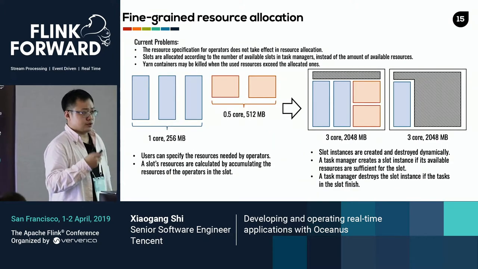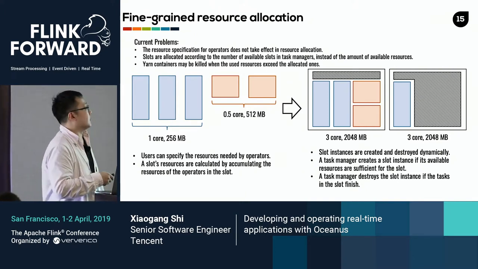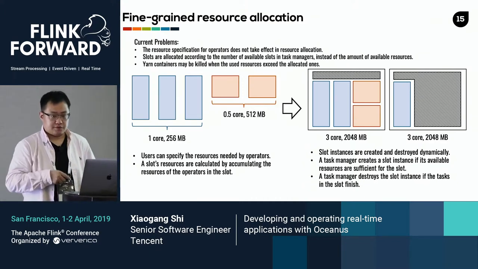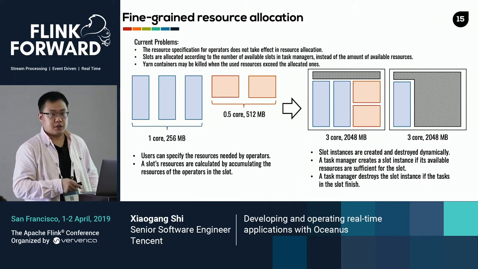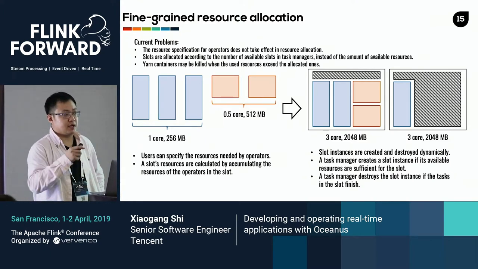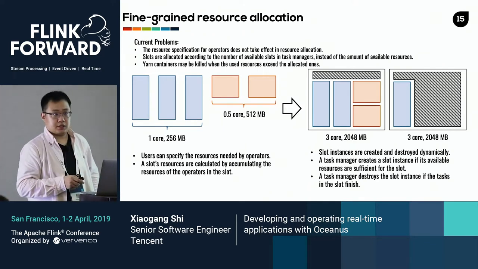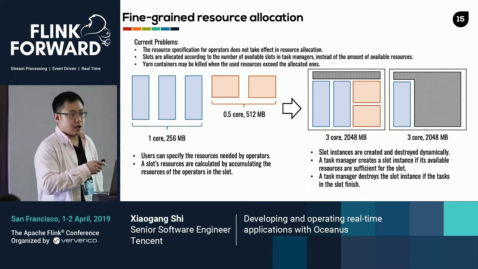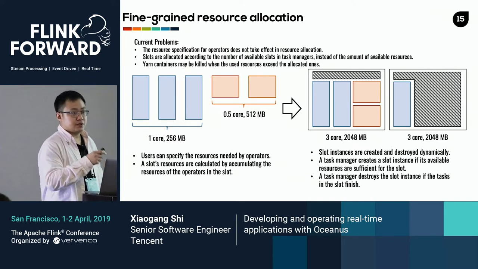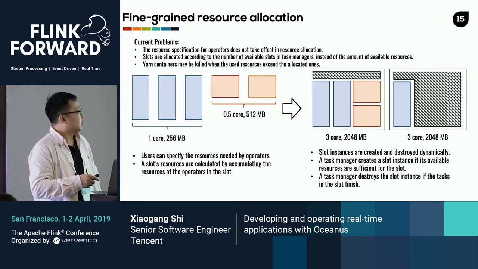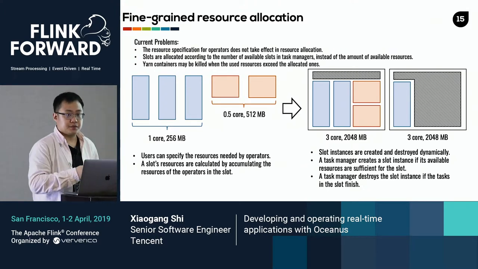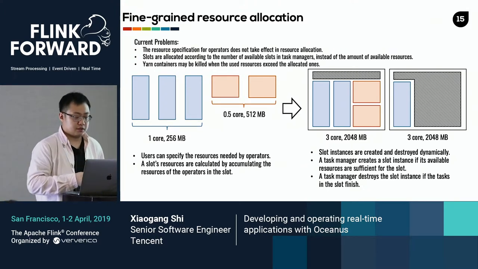Another critical issue we come across in our production environment is the allocation of resources. Currently, Flink deploys tasks to task executors according to the number of available slots instead of the amount of available resources. That is very dangerous because we are running our Flink jobs on YARN clusters. YARN will kill those containers who are using more resources than the allocated ones.